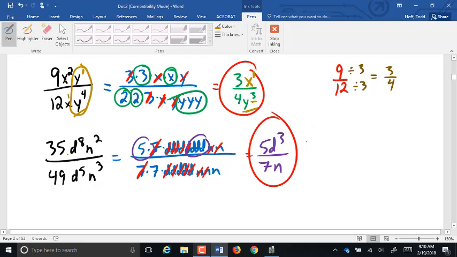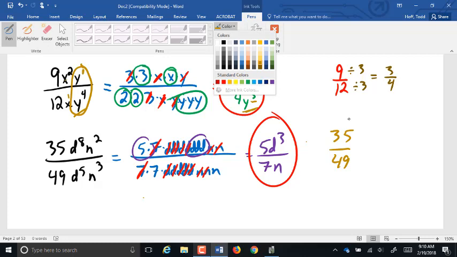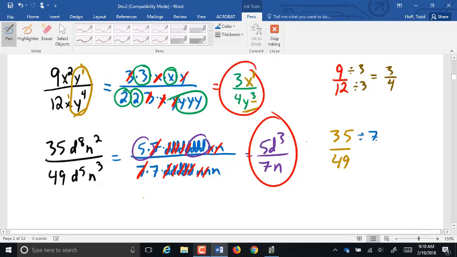So let's look down here. Same thing, our numbers can be reduced just like the variables aren't there. 35 over 49. Well, we know both of those can be divided by 7. 35 divided by 7 is 5. 49 divided by 7 is 7. That's the numbers we got in our answer.